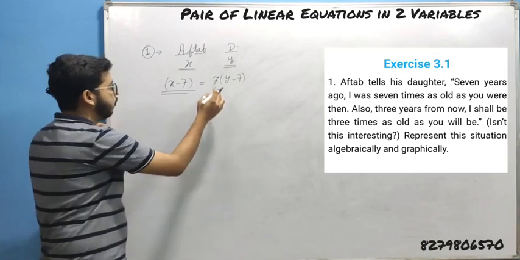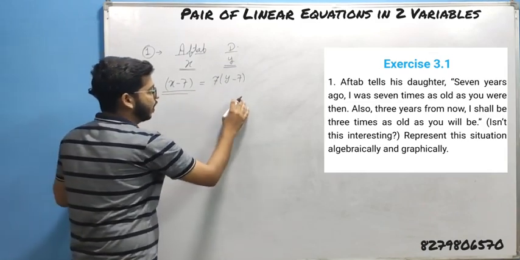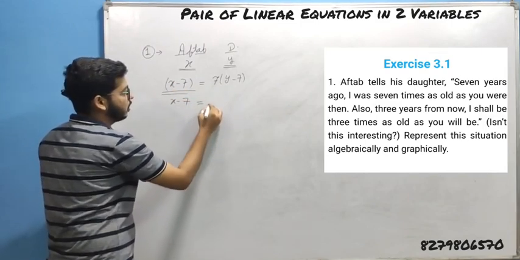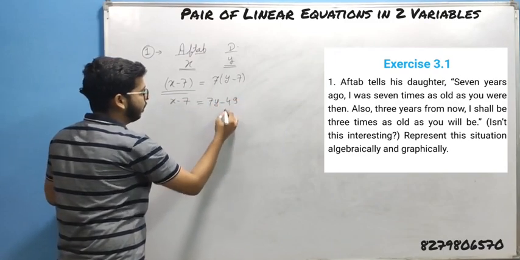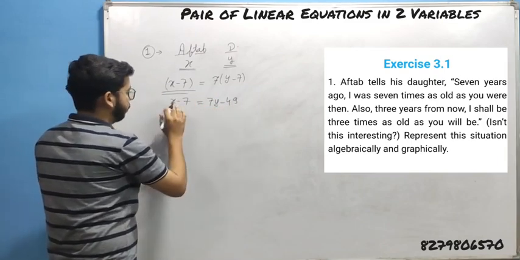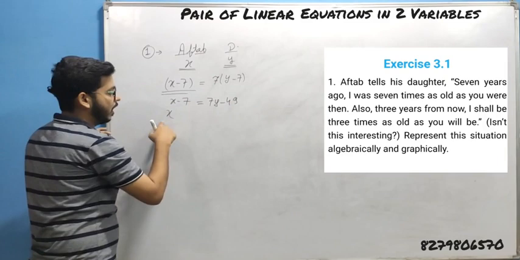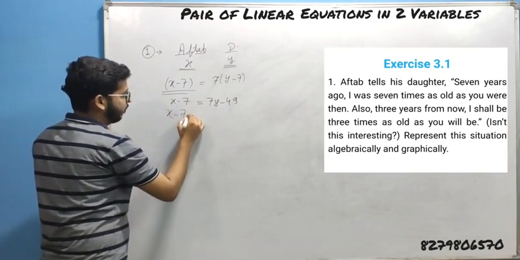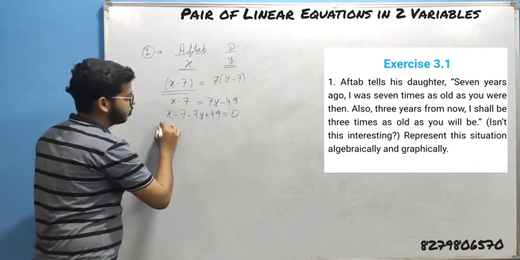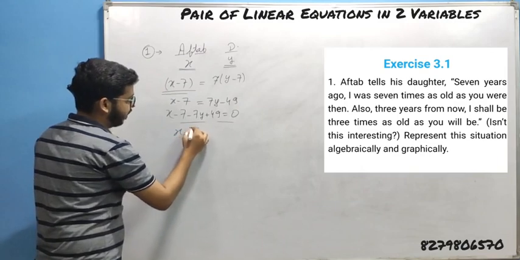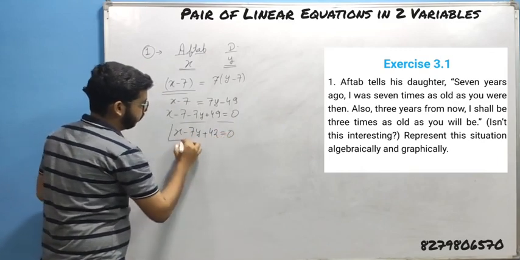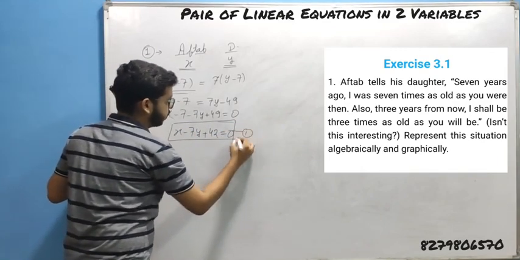Now we will solve this and get our first equation. x minus 7 is equal to 7y minus 49. Now we put all the terms on the left hand side. So what will we get? x minus 7 minus 7y plus 49 is equal to 0. As you solve this, you will get x minus 7y plus 42 is equal to 0. This is our first equation.